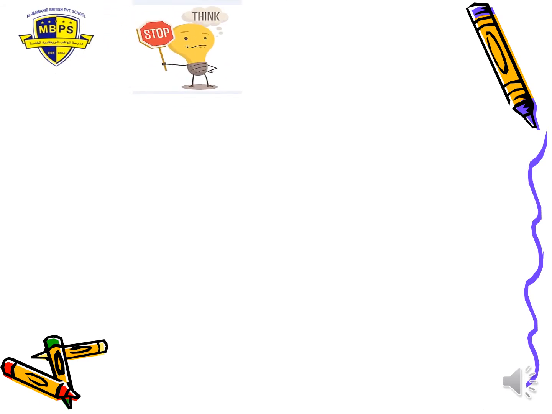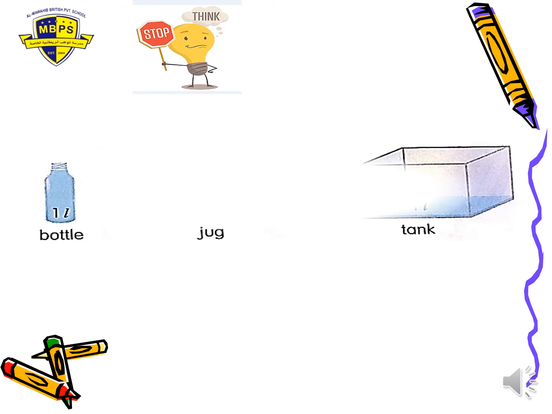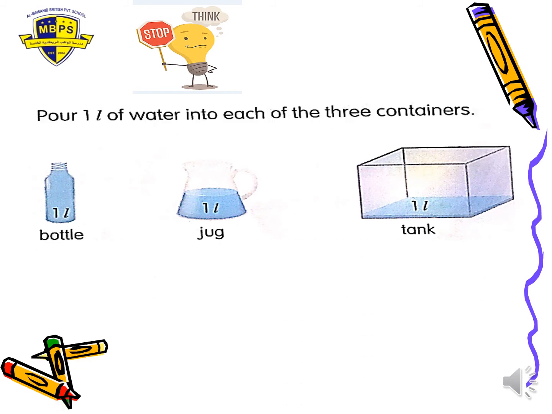Stop and think. Grade 1, I'm going to ask you one question now and you have to think and give me the answer. I have 3 containers, a bottle, a jug, and a tank. Could you check what's written on each container? Who can tell me? 1L, 1L, 1L. 1L means 1 liter. I put 1 liter of water in each of the 3 containers. So I put the same amount in each of the 3 containers.